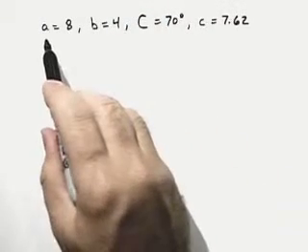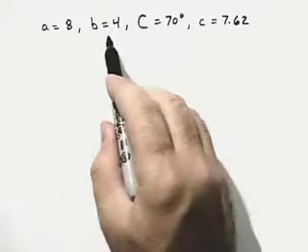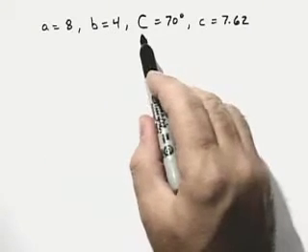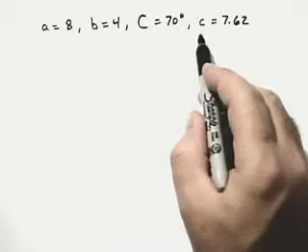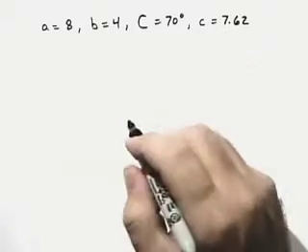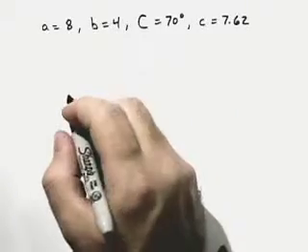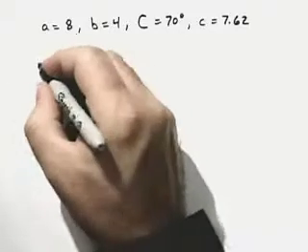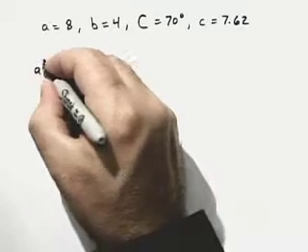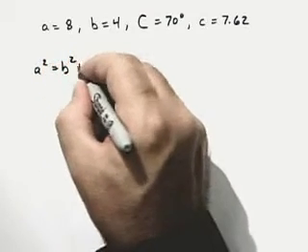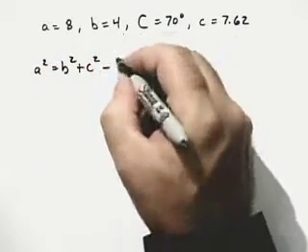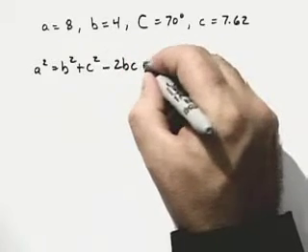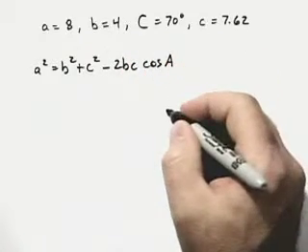Our next step will be to find one of the other remaining angle measures. We have that side a is 8 units, side b is 4 units. The measure of angle C is 70 degrees, and we found the length of side c to be 7.62 units. We're going to use the law of cosines to find the measure of angle A. We can write a squared equals b squared plus c squared minus 2bc times the cosine of angle A.